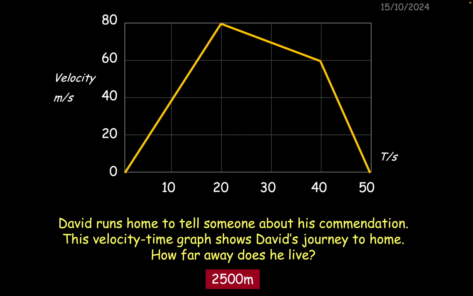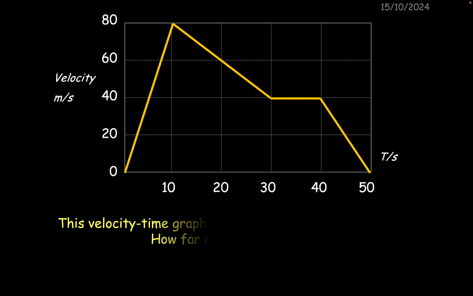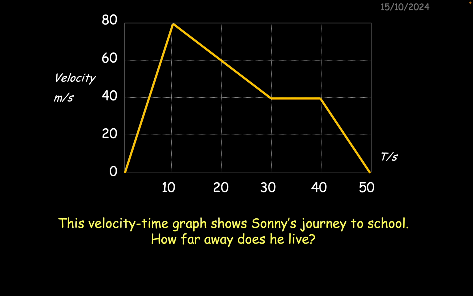Okay? And then we have one more problem like this. The velocity time graph shows someone else's journey to school. Sonny's journey to school. How far away does he live from the school? Again, you've got to work out the distance from the area under the velocity time graph, and that will give you the answer. The answer is coming up on the screen. If you want to stop the video, try it out for yourself, and then see if you got it right. The answer is coming on the screen in 3, 2, 1. Here's the answer, 2,200 meters.